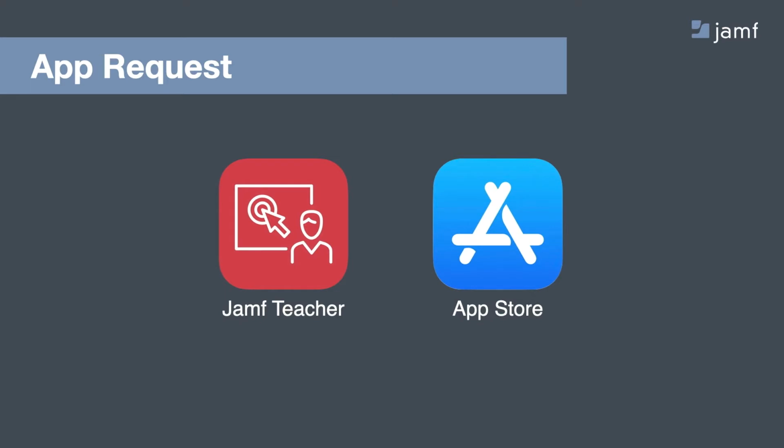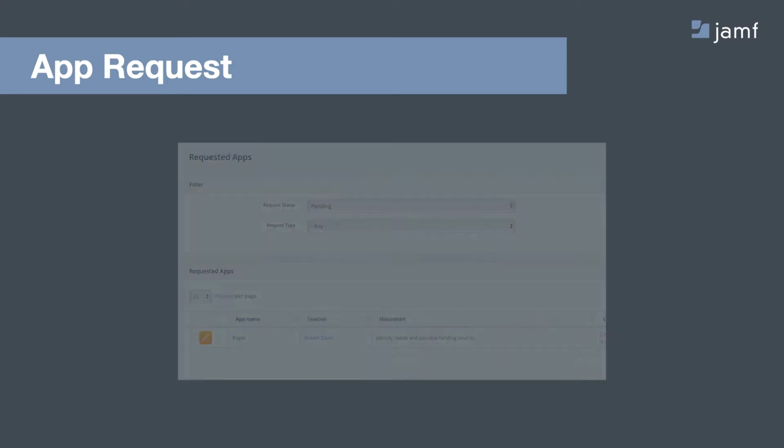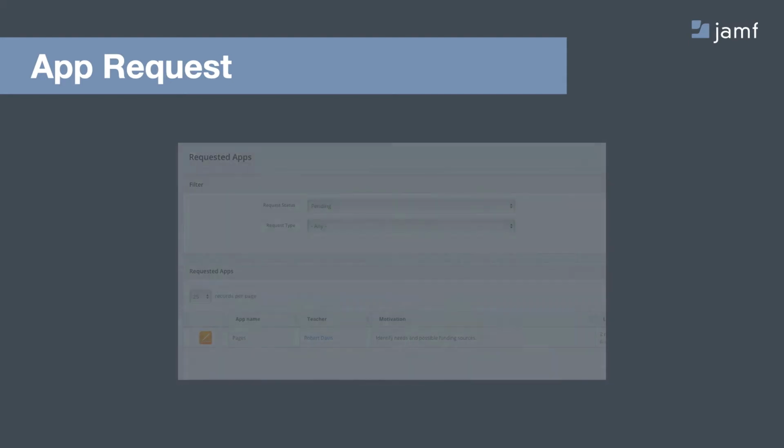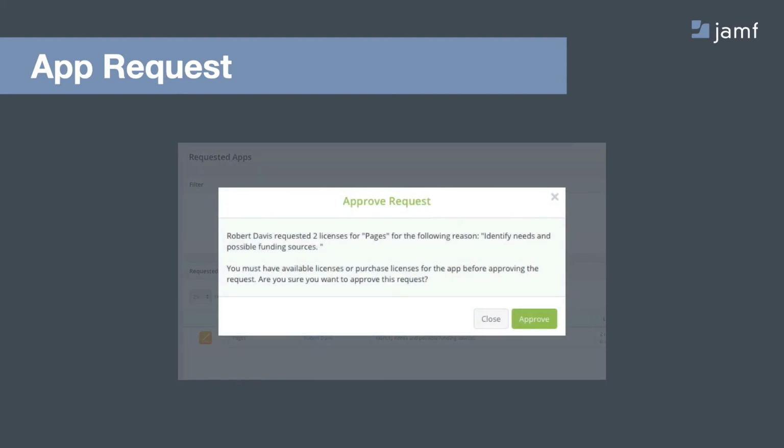After a request is submitted, an email to the approver and notification in Jamf School containing the request details is automatically sent to the app approver. Accounts with the app request privilege can review requests in Jamf School and approve, deny, or delete requests.